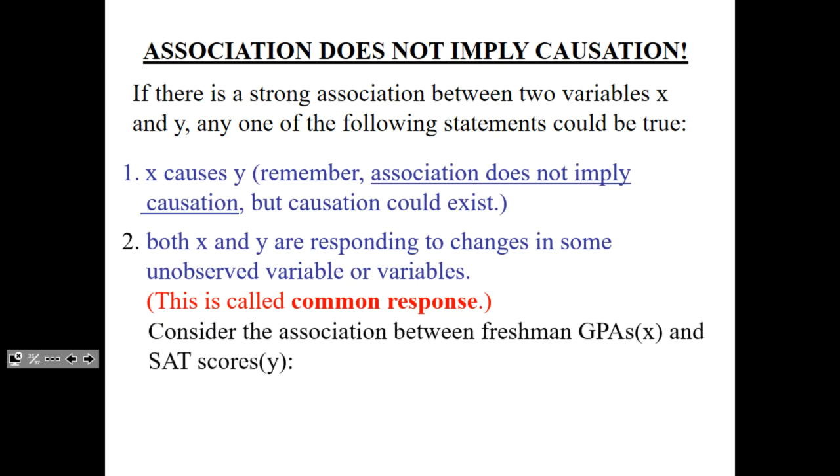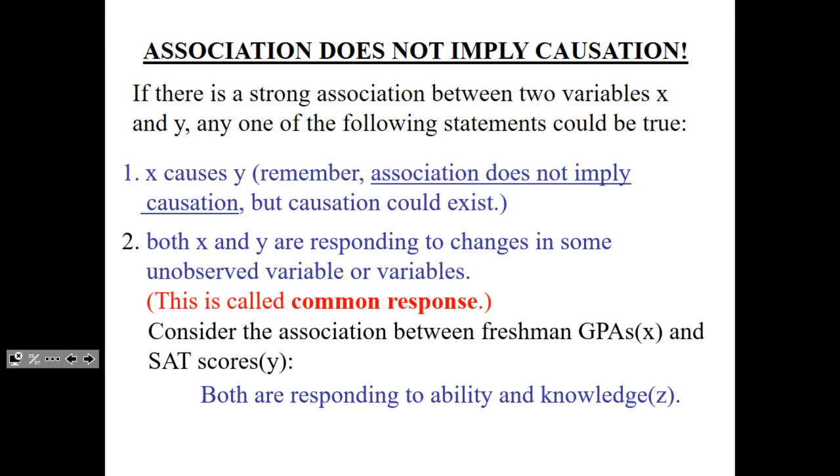It's a lurking variable. If I talk about freshman GPA and SAT scores, both are responding to ability and knowledge. SAT score isn't causing the GPA, and GPA isn't causing the SAT score, but both of those are affected by ability and knowledge. Also, the effects of x and y can be completely mixed up with some other variable. There's no way we can tease apart what's happening. We would never be able to figure out exactly what the effects of x on y are. That's called confounding, where it's mixed up. x and y are completely confused together; these are confounding variables.